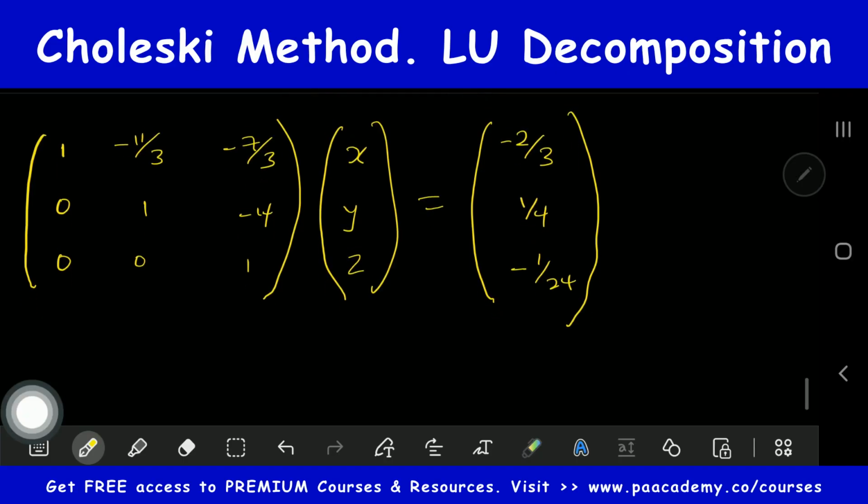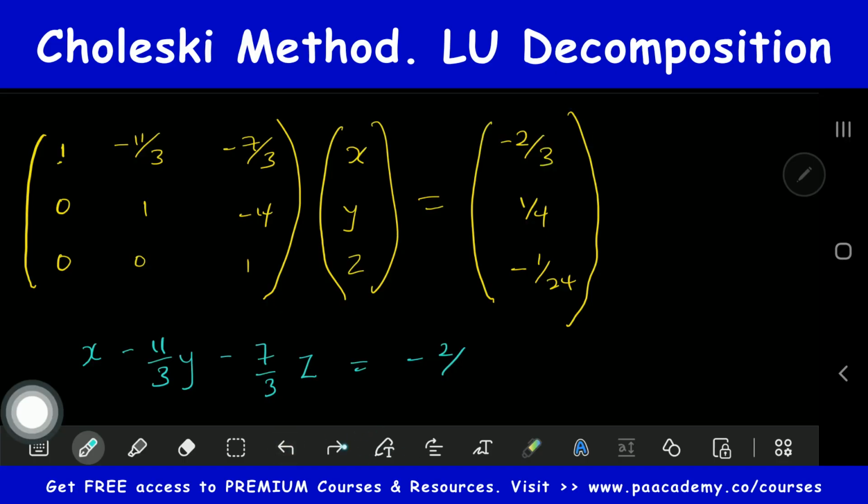All right, so now let's do the same thing here. If you use this 1 to multiply x, we are going to be having x, then minus 11 over 3. Let me change my color so that everything can make more sense. So 1 multiplied by x gives us x, minus 11 over 3 multiplied by y gives us minus 11 over 3 y, and then minus 7 over 3 multiplied by z gives us minus 7 over 3 z, and then equals minus 2 over 3, which is this right here.